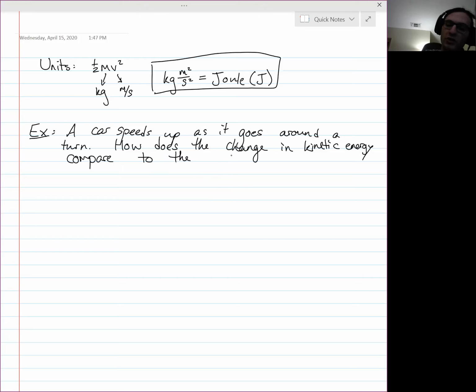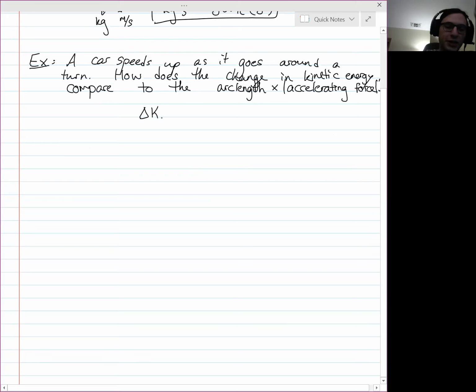The arc length times force times accelerating force. These are magnitudes, by the way. I'm talking about the magnitude of the accelerating force. I'll put it in bars. So we know that delta KE is just delta A, or is the integral from A to B of F net dot DL. That's what we just talked about.